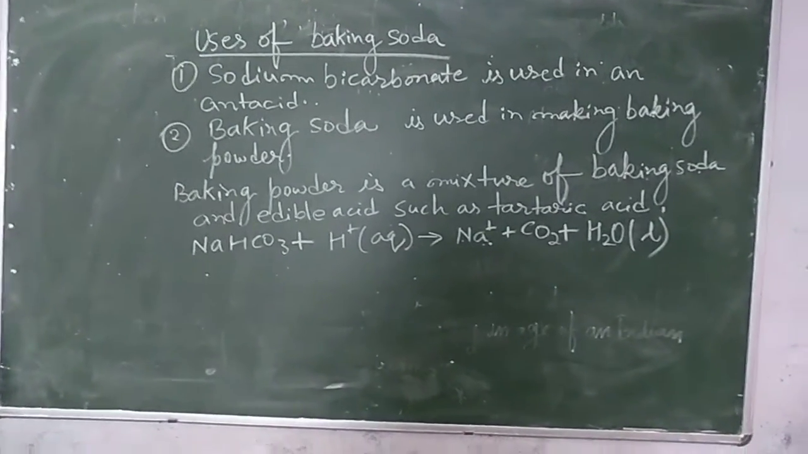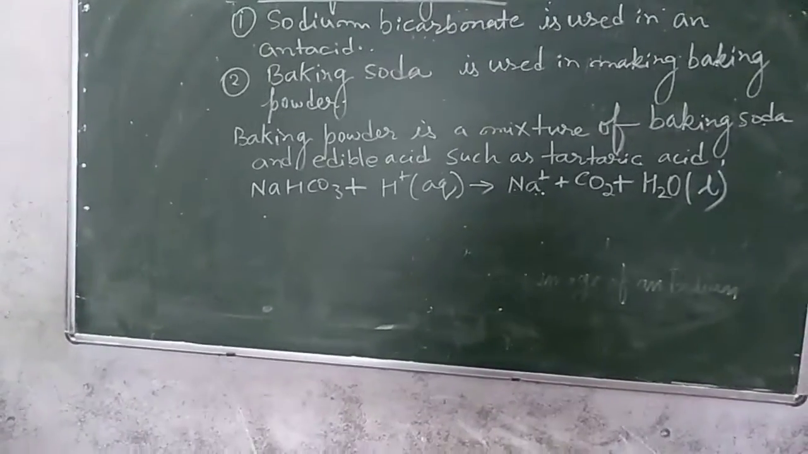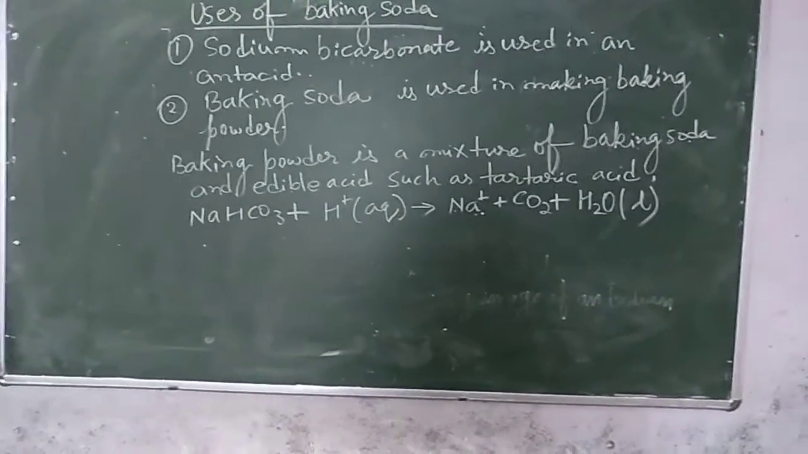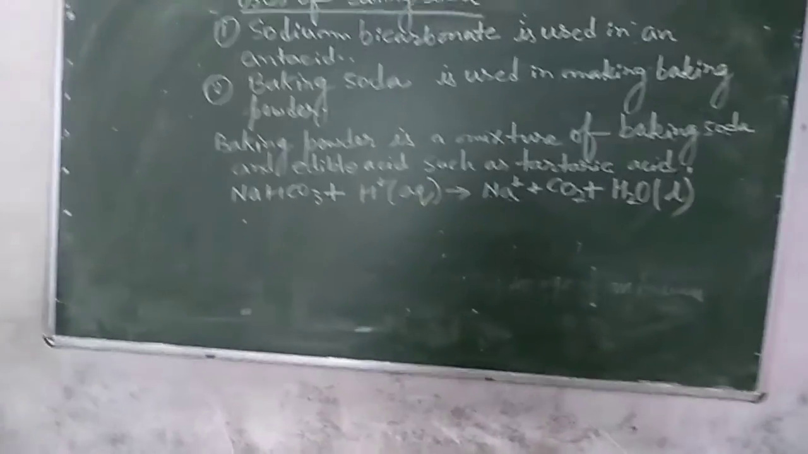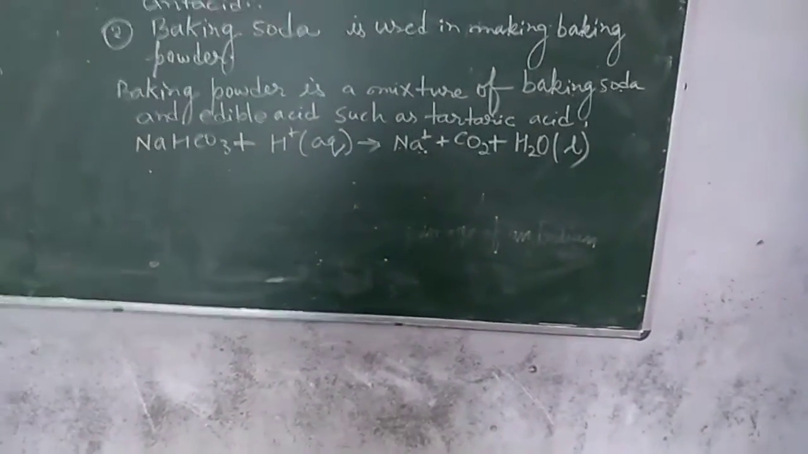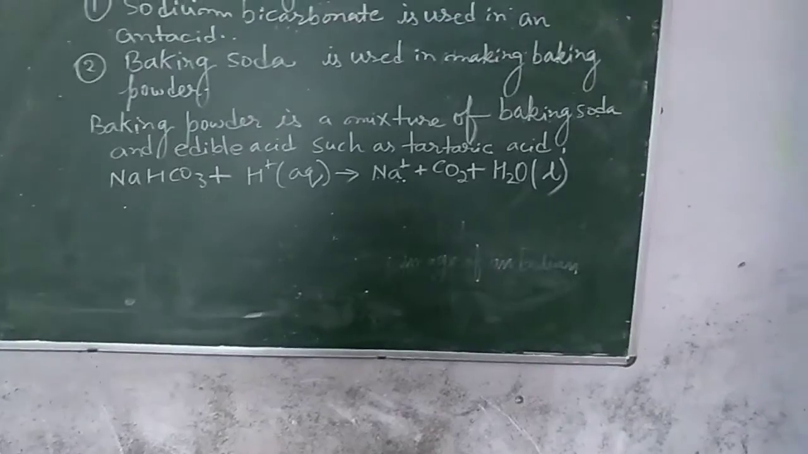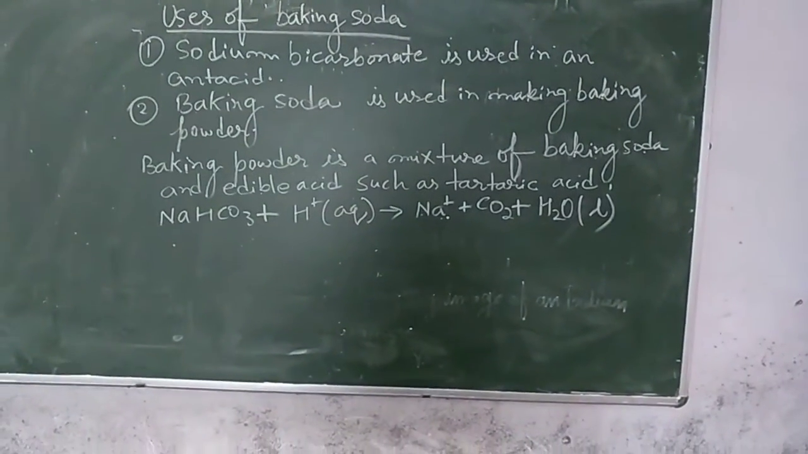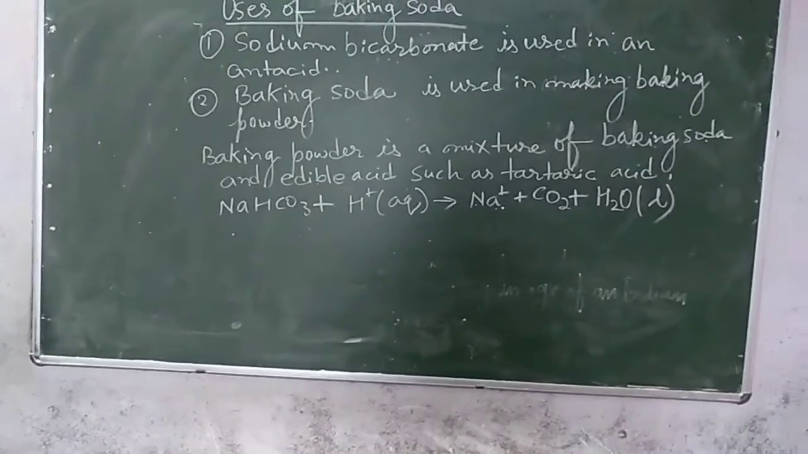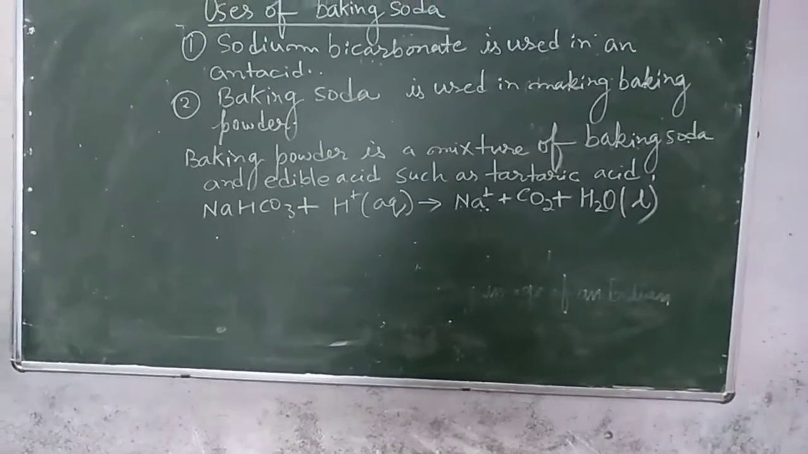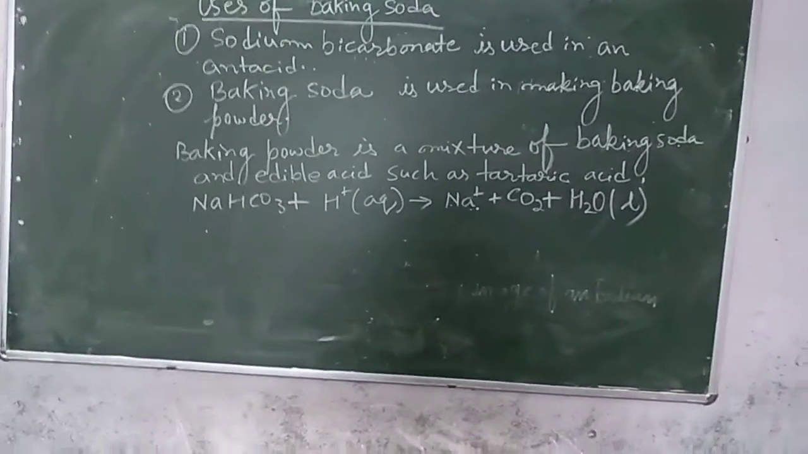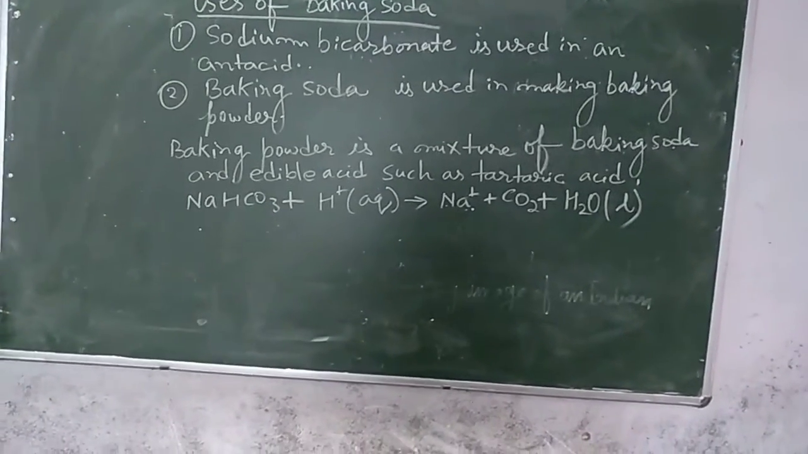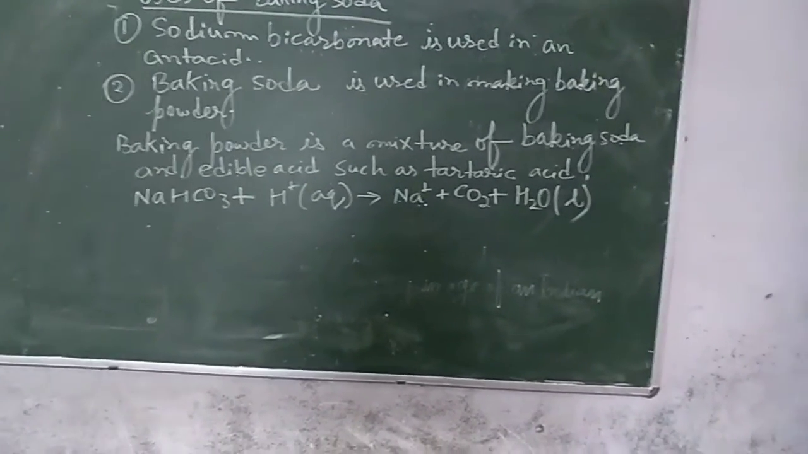Baking powder is a mixture of baking soda and an edible acid such as tartaric acid. When baking powder is mixed with water, then sodium hydrogen carbonate reacts with tartaric acid to evolve carbon dioxide gas. Now the reaction is sodium bicarbonate plus H plus aqueous. H plus aqueous means acid. Then your product is Na plus, carbon dioxide plus H2O.